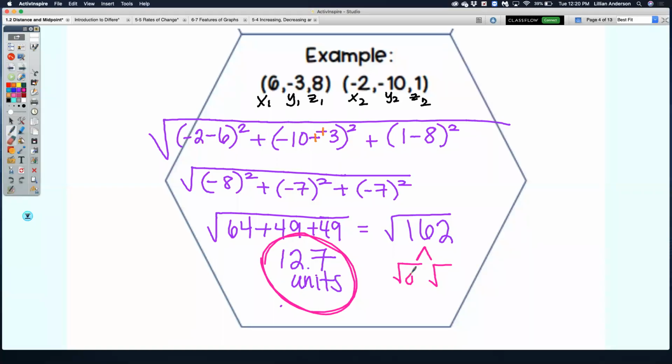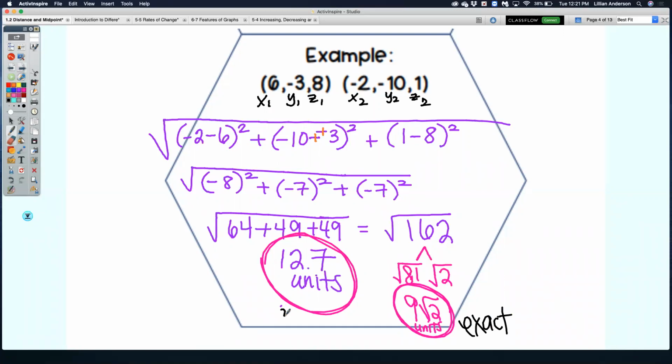So we have 81 and 2. And again, by finding the largest perfect square, then you won't have to continue to simplify it down. What's the square root of 81? 9. So 9 comes out of the radical, and then you're just left with 2 inside the radical. So 9 square root of 2 would be the exact distance between those 2 points. So this one would be the exact distance.